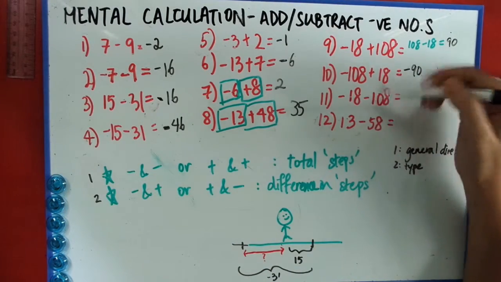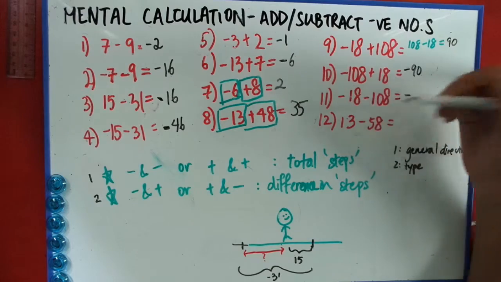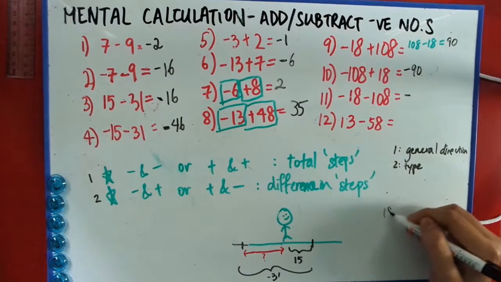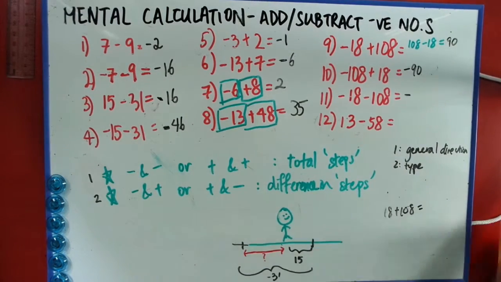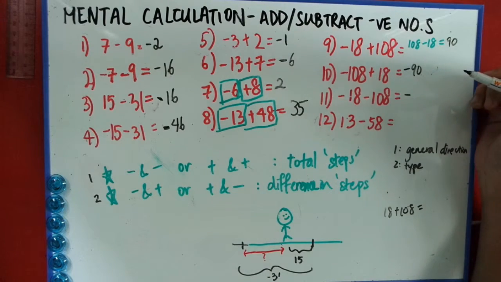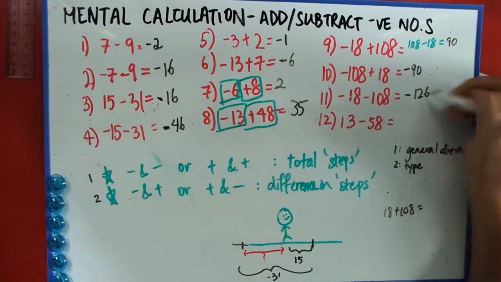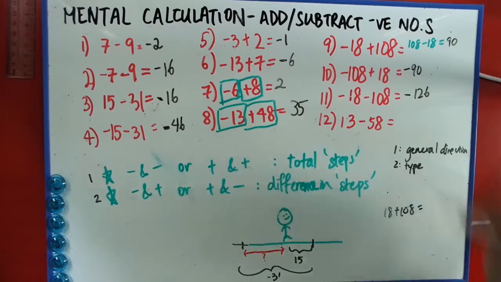Okay, 11. Oh, so I'm taking 2 steps back. So it is the total steps back. So I just have to do 18 plus 108 in my head. This should give me, okay, so 18 plus 8 is 26. So 1, 2, 6.